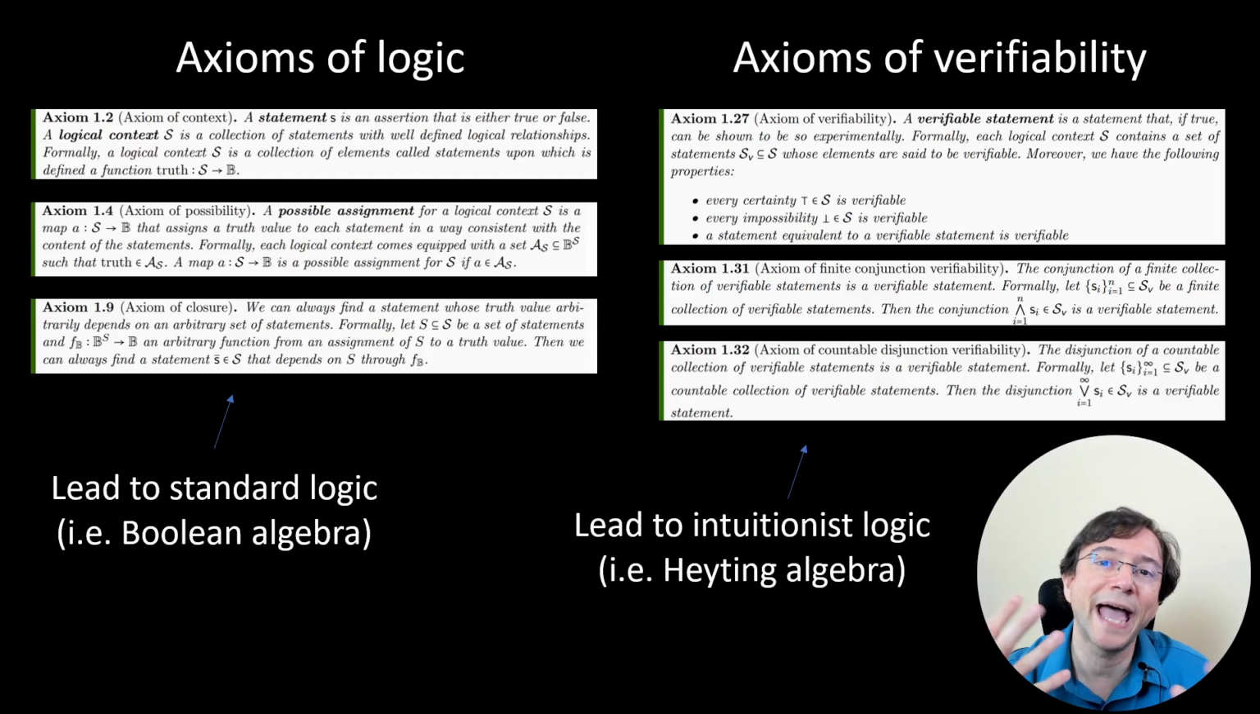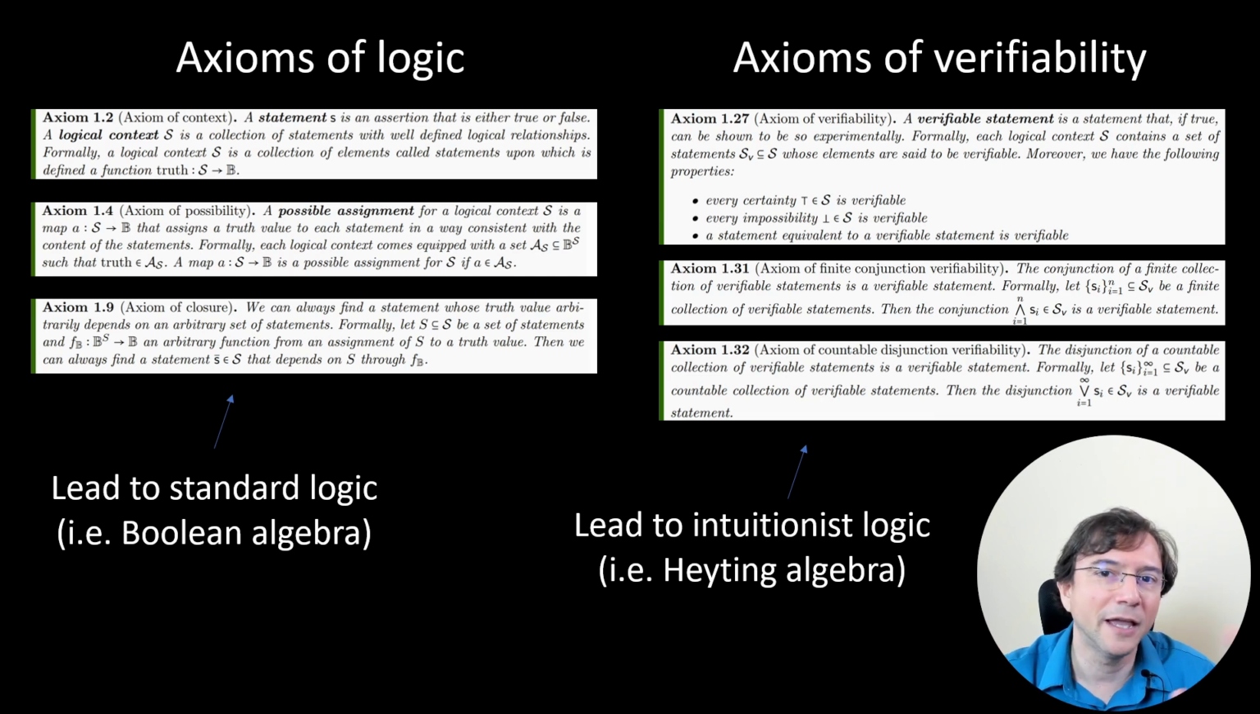We're going to look at two sets of axioms. The first set I call the axioms of logic because they define the fact that we have statements, and statements must have a well-defined logical relationship between them. The second set of axioms, the axiom of verifiability, instead allows us to keep track of which statements are experimentally verifiable, which statements have associated tests, and what properties and what things we can do with those statements.